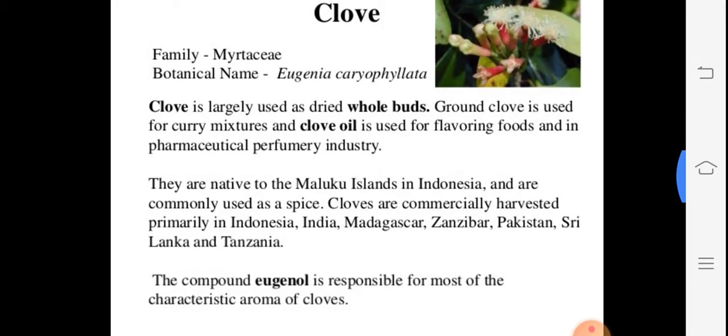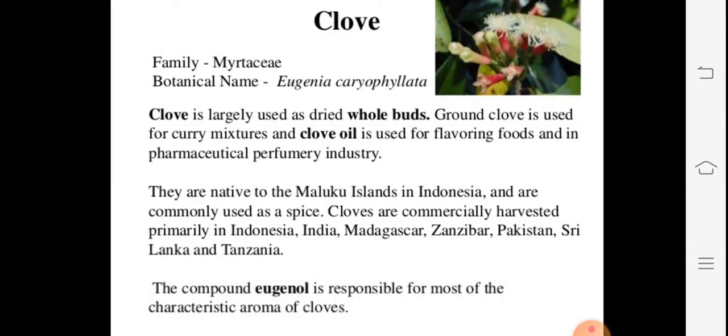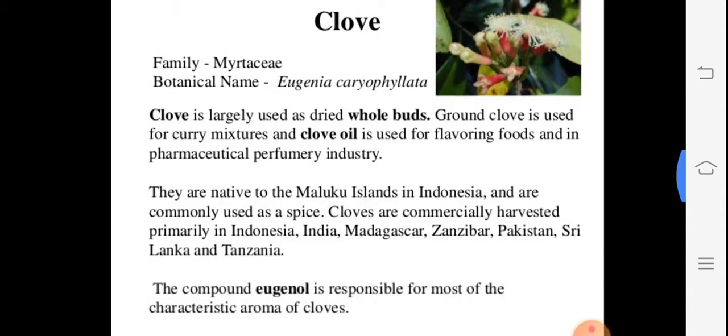Botanically, clove is called Eugenia caryophyllata under the family Myrtaceae, which has many stamens. In SOBC we have seen examples of Myrtaceae, such as bottle brush or Psidium guava. The drug is largely used as a dried whole bud; the total flower bud is used. Clove oil is present, and it is used for flavoring foods and in the pharmaceutical and perfumery industries.